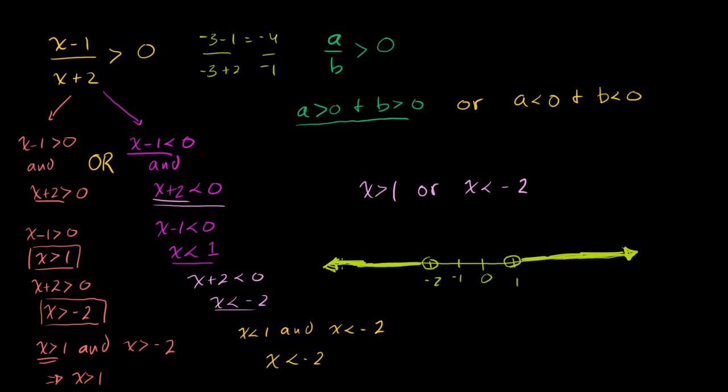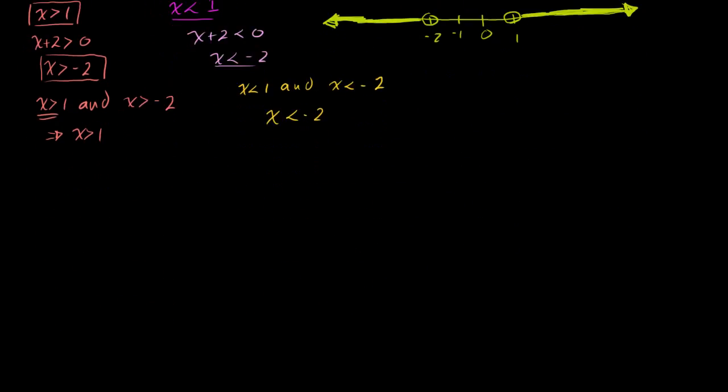Now, I told you that I would show you two ways of doing this problem. So let me show you another way, if you found this one maybe a little bit confusing. So the other way, let me rewrite the problem. You get x minus 1 over x plus 2 is greater than 0. And actually, let's mix it up a little bit. And you could apply the same logic. Let's say it's greater than or equal.